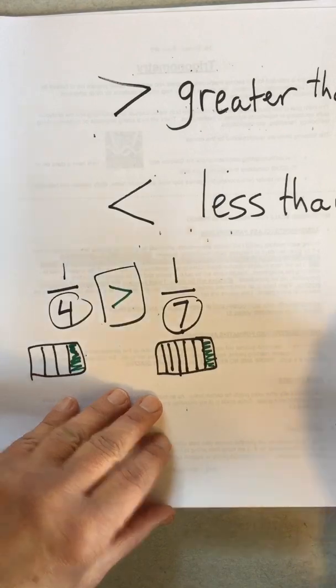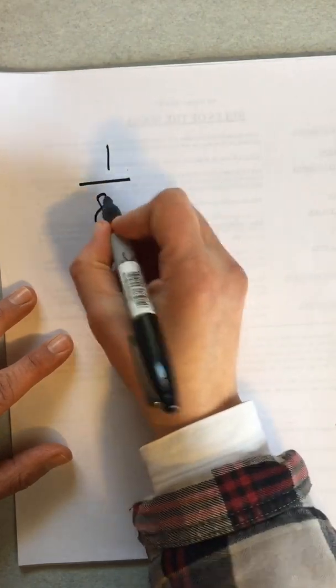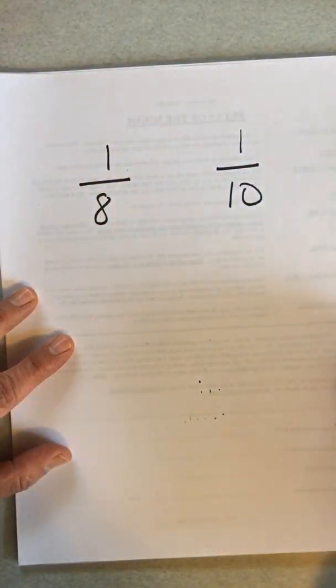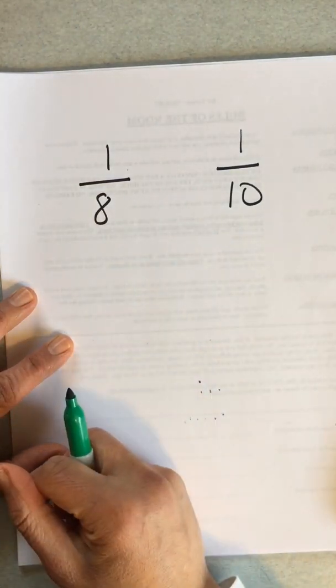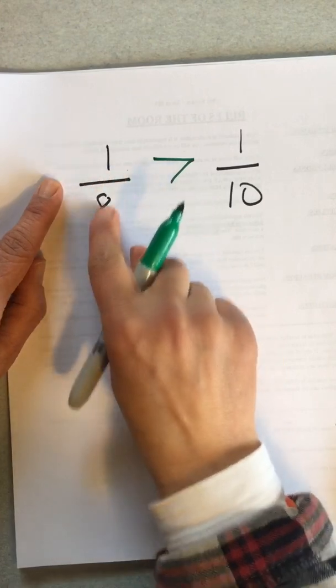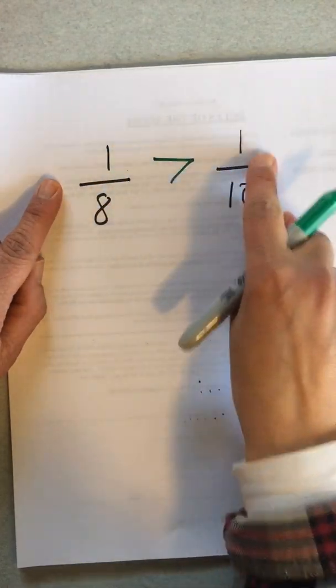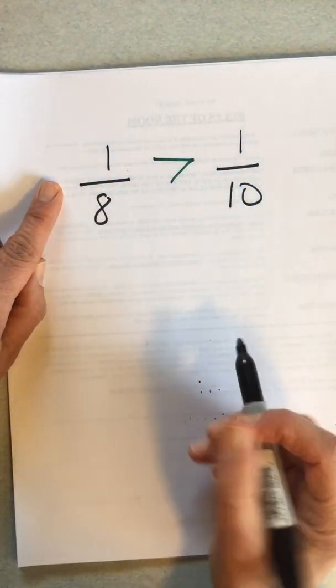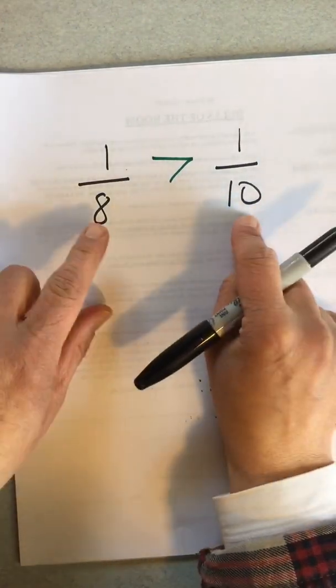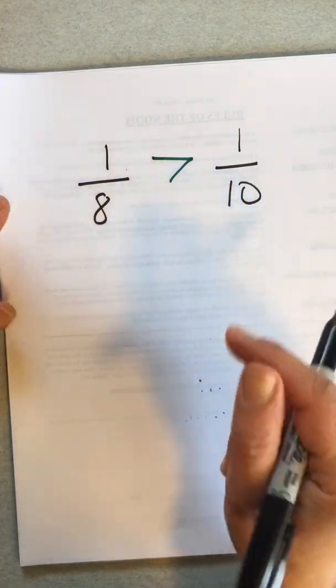Okay, let's practice a little more. Here we go. 1 over 8. We're going to compare it with 1 over 10. Which one is the bigger number? This is the bigger number. We say 1/8 is greater than 1/10. Because look at, this is 10 parts, very little left. This is 8 parts, a little bit bigger.